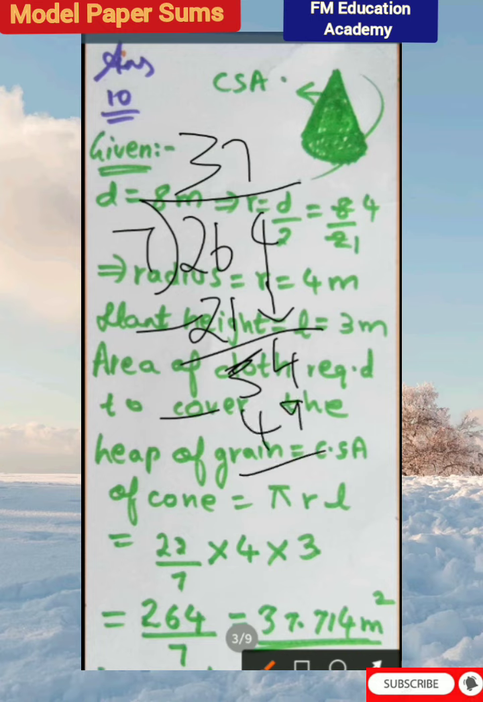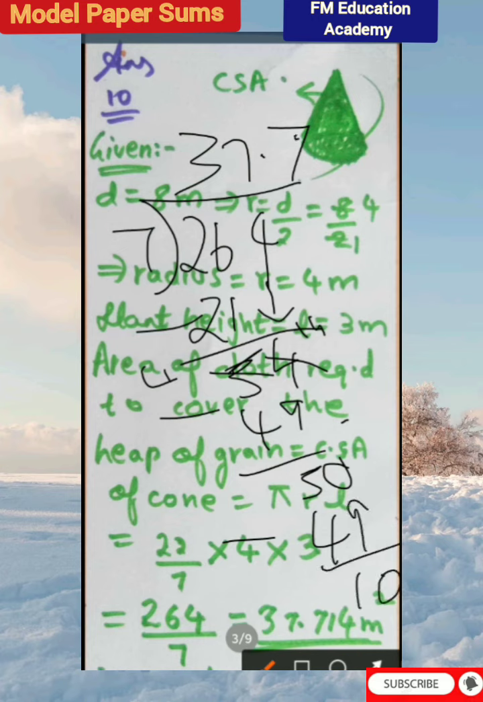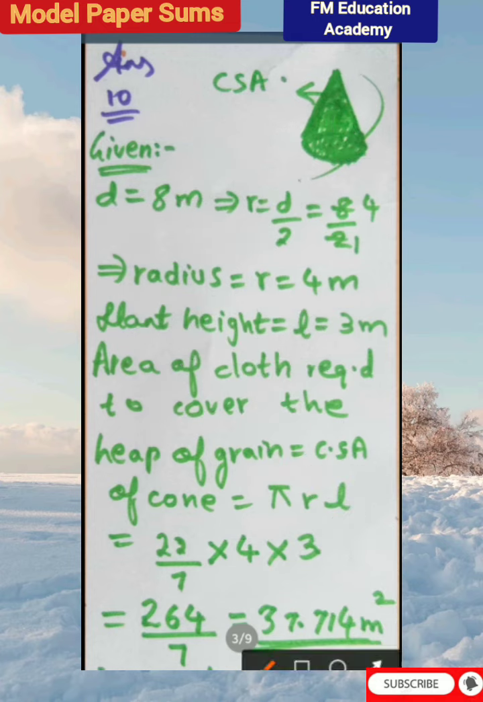So this will be 4, this will be 14. 14 minus 9 is 5. Put a point, bring down 0. 7 3s are 21, 7 4s are 28, 7 5s are 35, 7 6s are 42, 7 7s are 49. 50 minus 49 is 1, bring down 0, 7 1s are 7, 10 minus 7 is 3, 0, we'll get 7 4s are 28. So we got 37.714 meter square, because the unit of area is meter square. So the curved surface area is 37.714 meters square.